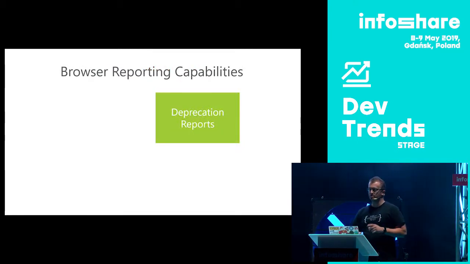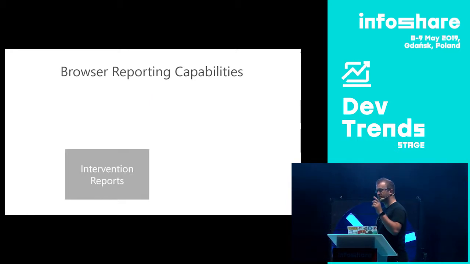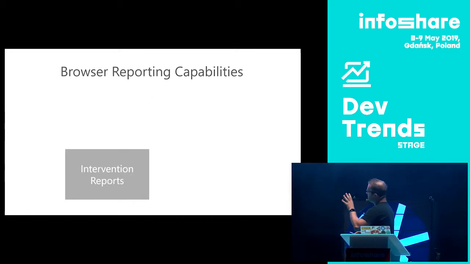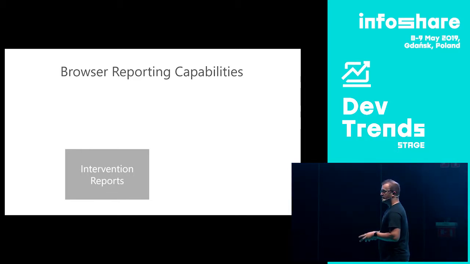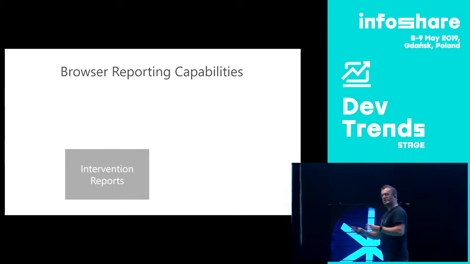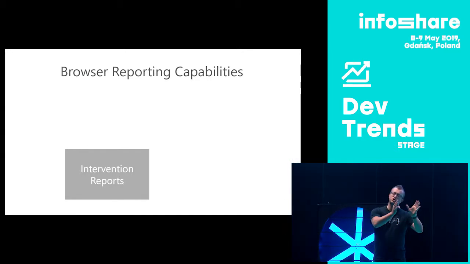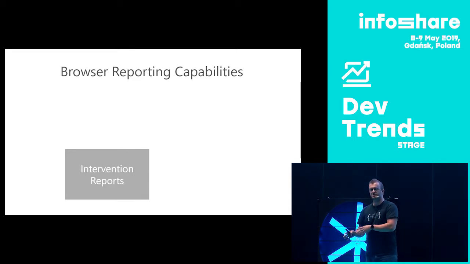So that's deprecation reports, but there's even more. We also have intervention reports. Now, I like these ones because there's quite a few different spins on intervention reports. An intervention is classed as a time when the browser does something other than what you would expect, where the browser takes the decision to not do what you, as the site operator, have instructed, and instead to do something else.